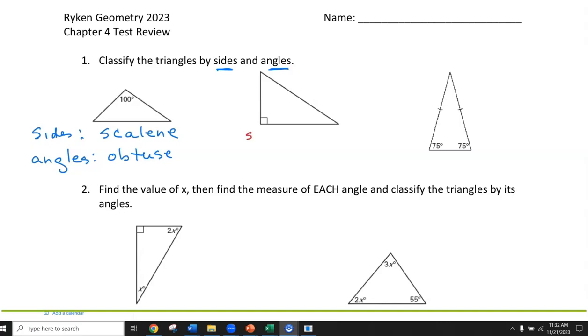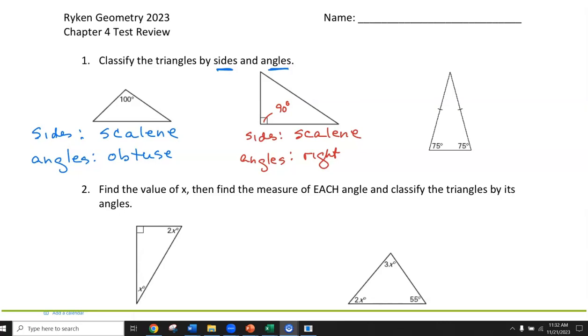If you classify it by sides, again, nothing is marked. It has to be assumed to be scalene. And then in terms of angles, I see I have that little box, and you should know that that little box means it's 90 degrees, and therefore it's a right angle. Okay, look at this next one.